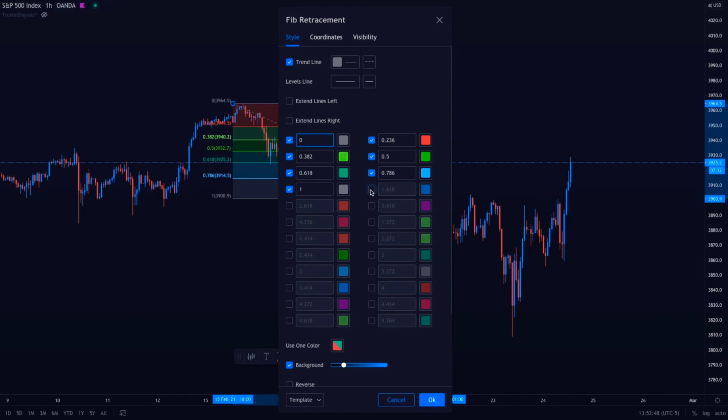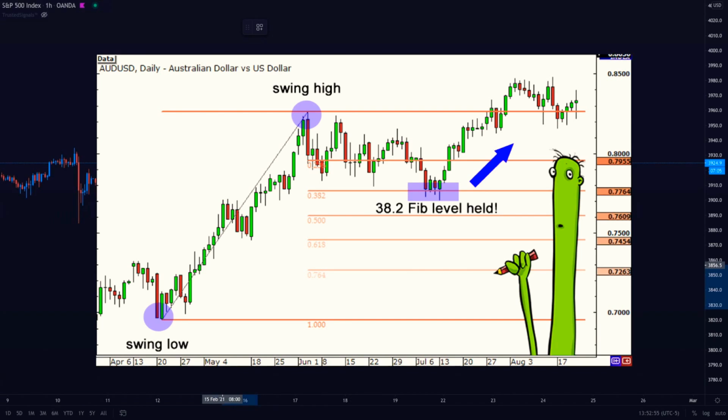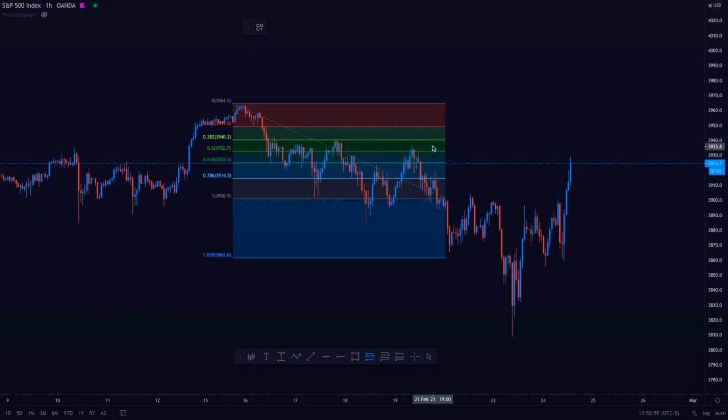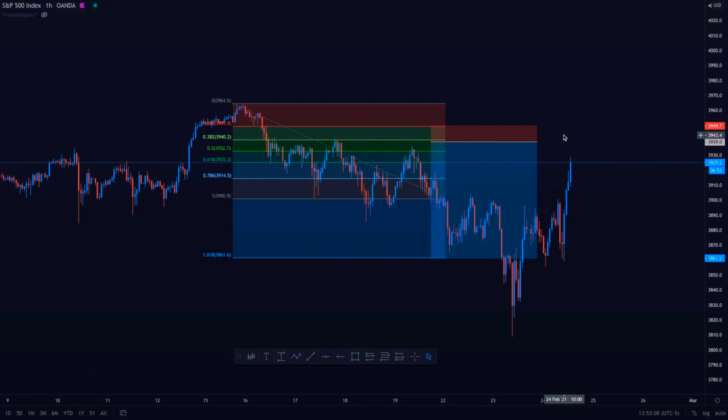In order to apply Fibonacci levels to your charts, you'll need to identify swing high and swing low points. A swing high is a candlestick with at least two lower highs on both the left and right of itself. A swing low is a candlestick with at least two higher lows on both the left and right of itself.